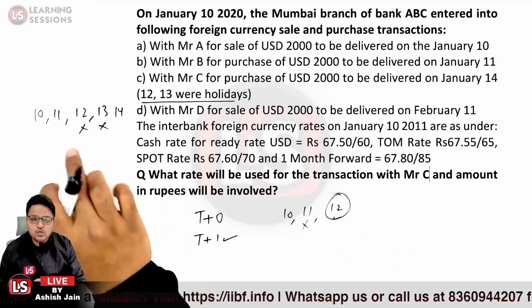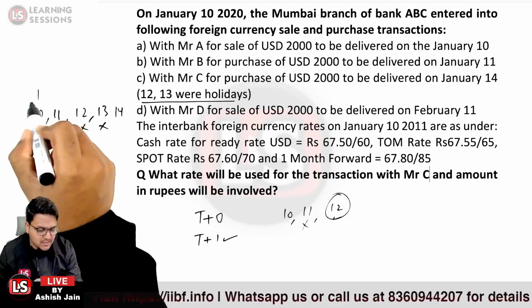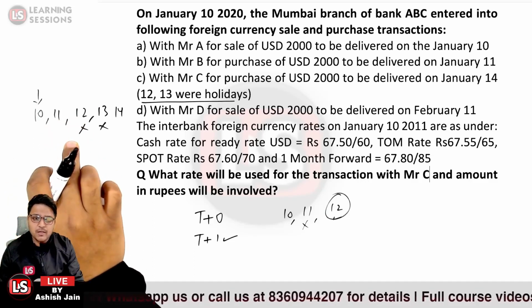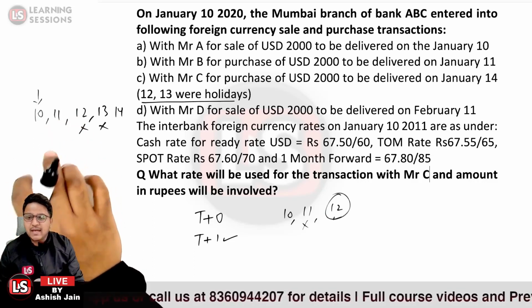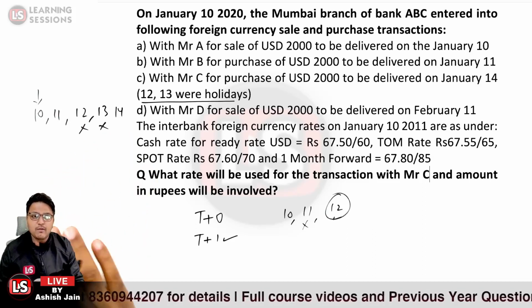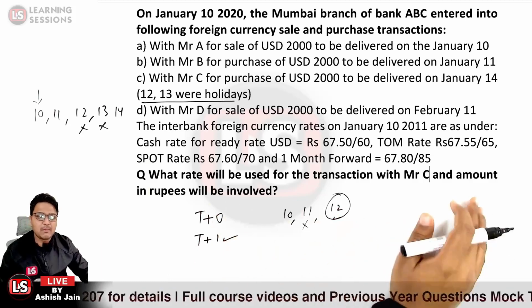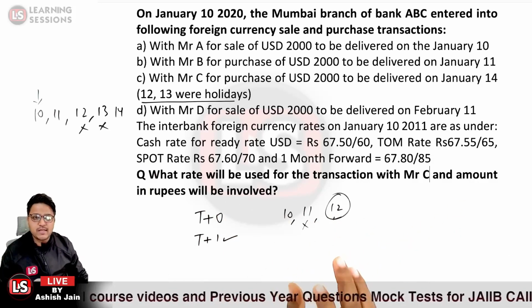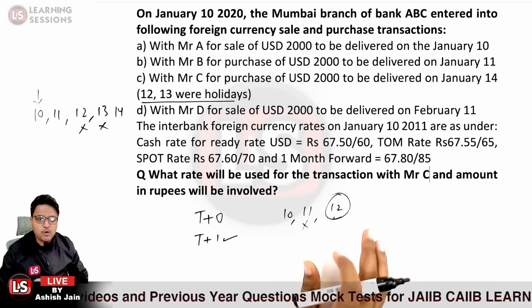The same scenario goes over here. The transaction date is the 10th of January, and it is settled on the second working day. So what rate will be applicable over here? It will be the spot rate, not the forward rate. Okay, so you need to understand this particular point. The spot rate will be applicable.